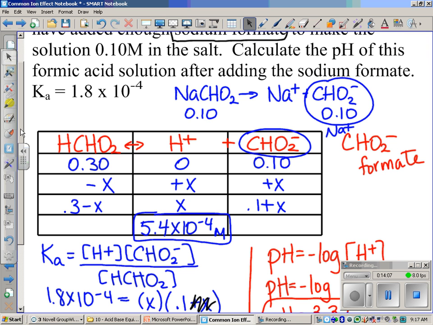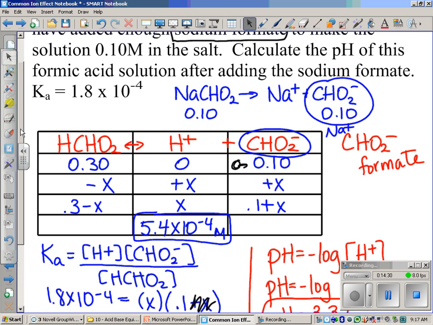Okay, so again, just to run through it, you know you're doing this new process because you have a weak acid with a salt added. So you want to put the weak acid equation in the table. You're going to account for the salt in just the ion. So right here is where the salt gets accounted for. You're going to do that. You're going to do the rest of the problem exactly the same.